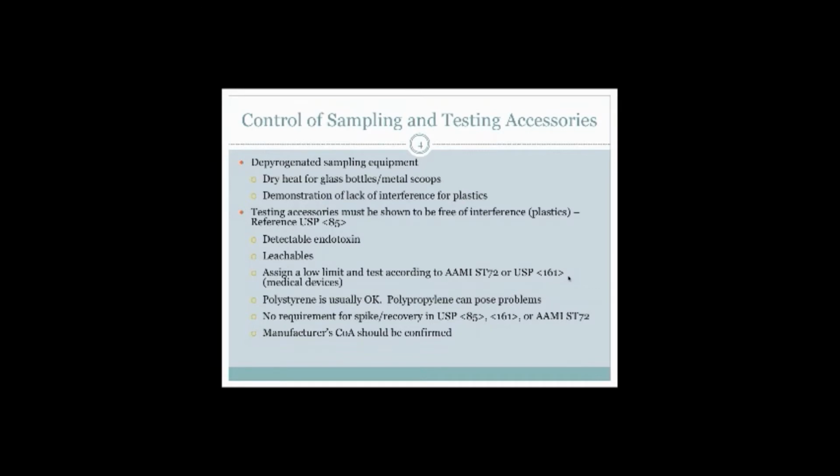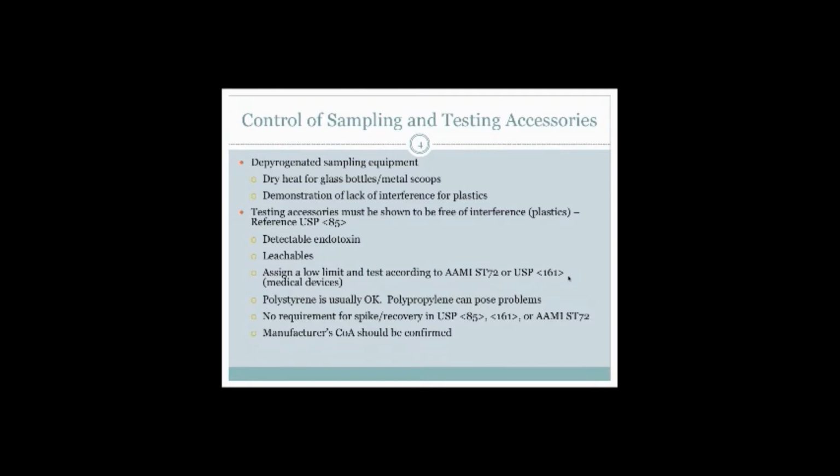So there is no requirement at this point for you to spike your product contact surface and recover it. Okay, we know that that's going to be a problem. We know that if we put control standard endotoxin into plastics, there's a good likelihood that we won't get it back. So there's a problem with that, so that really at this point is not required.